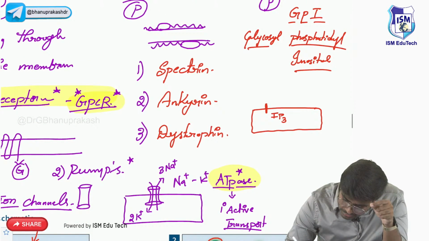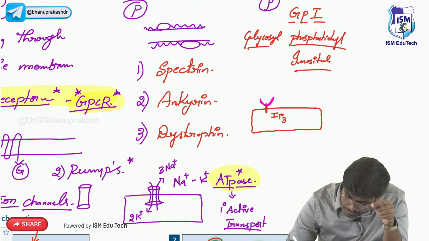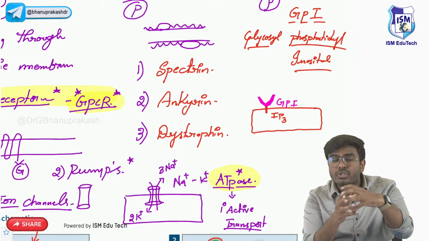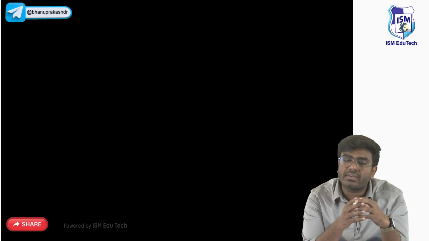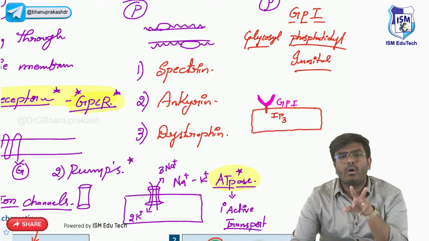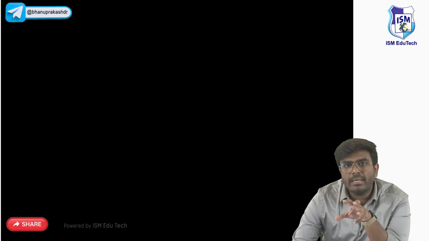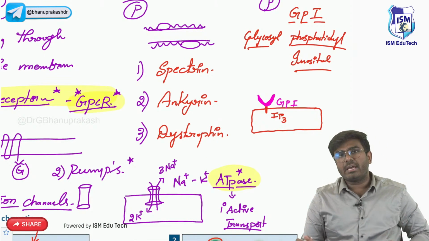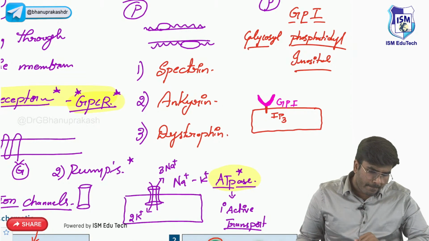The name of this protein is GPI. Okay, this pink colored protein is GPI, glycosyl phosphatidyl inositol, because it is attached to the phosphatidylinositol. Now this pink protein is attached to a lipid. Just by looking at this image, tell me how many arms does it have? How many hands does it have? There are two hands, right?